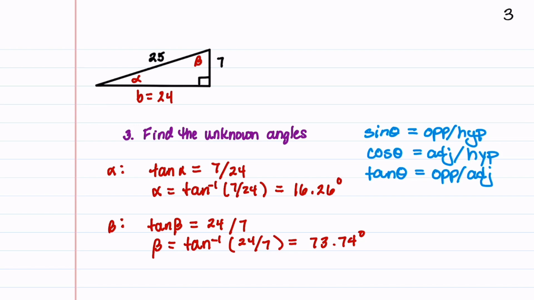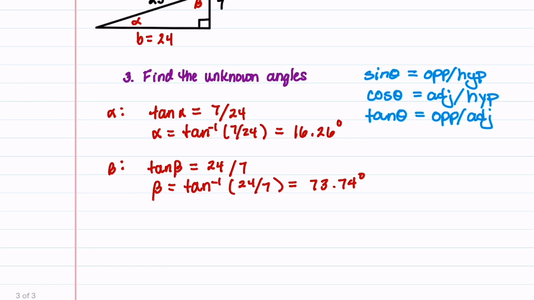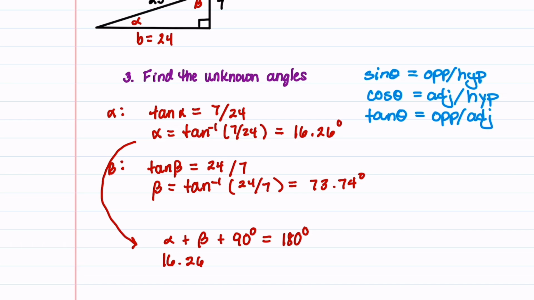Before we end the video, I want to show you an alternate way that we could have calculated beta, which I really think is probably a little bit easier. After we found alpha, we could have jumped down here and said, well, we know that alpha plus beta plus our right angle 90 degrees is 180 degrees. So we could have plugged in for alpha: 16.26 degrees plus beta plus 90 degrees is 180 degrees.